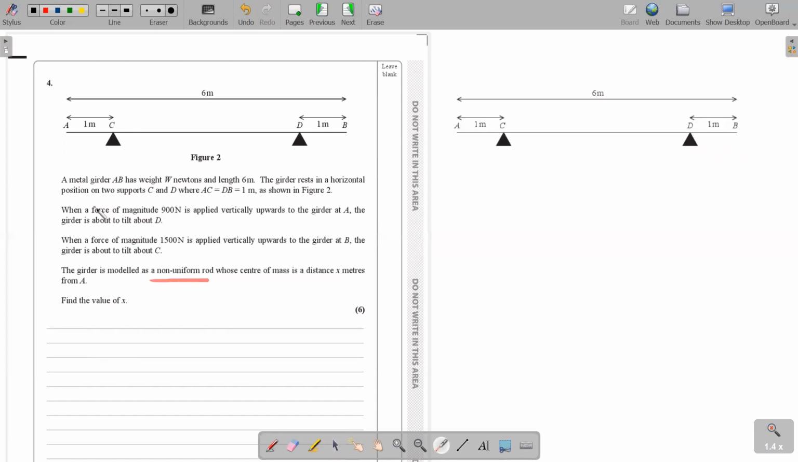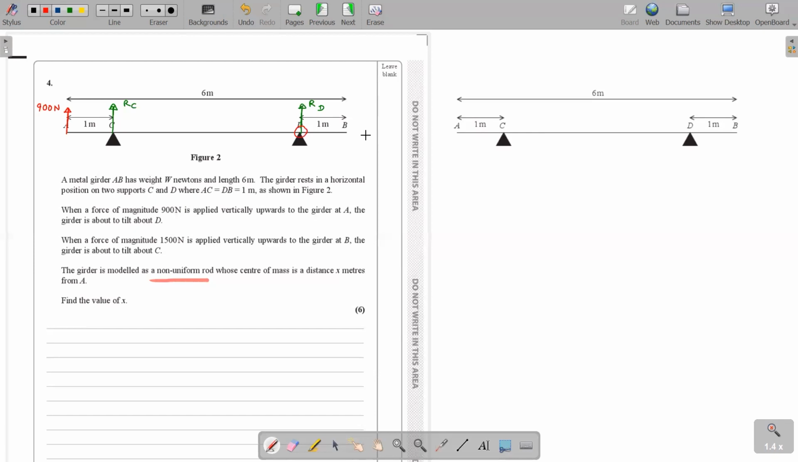The first thing is when you have supports at C and D, you realize that you have normal reactions at C and at D, right? When there are supports, you have normal reactions. We'll just write here normal reaction C and normal reaction D. They say when a force of magnitude 900 newtons is applied vertically upwards to the girder at A, so you are applying a force of 900 newtons vertically upwards to the girder at A. The girder is about to tilt about D.